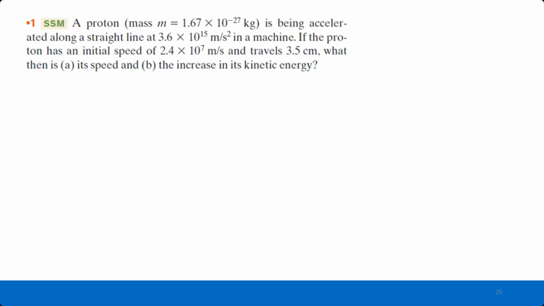I will work on an example problem so we can reinforce the concepts of the work energy theorem. I have a proton, it is being accelerated along a straight line at 3.6 times 10 power 15 meters per second squared in a machine. So I'm given the mass of this proton, 1.67 times 10 power minus 27, and its acceleration.